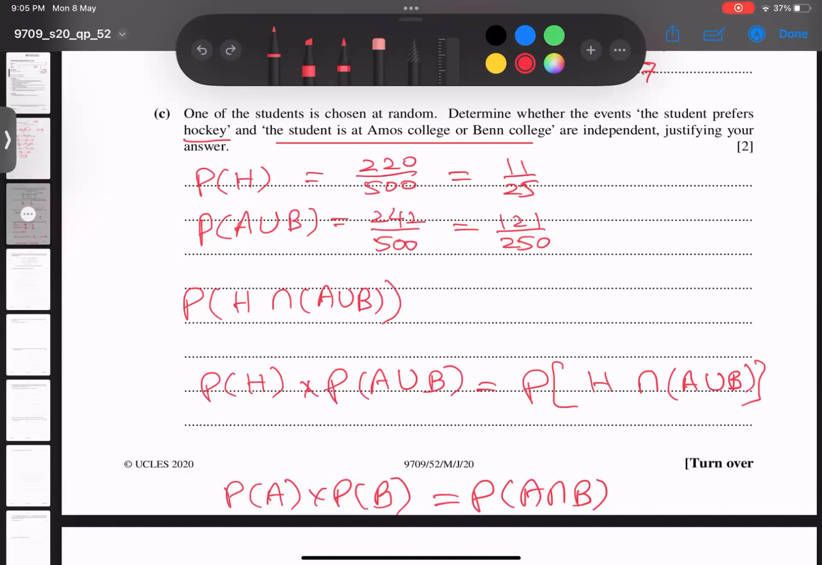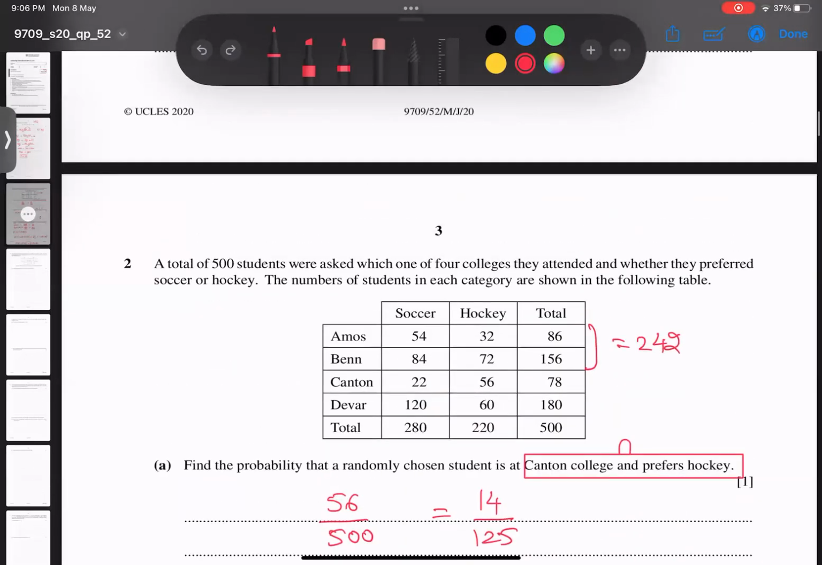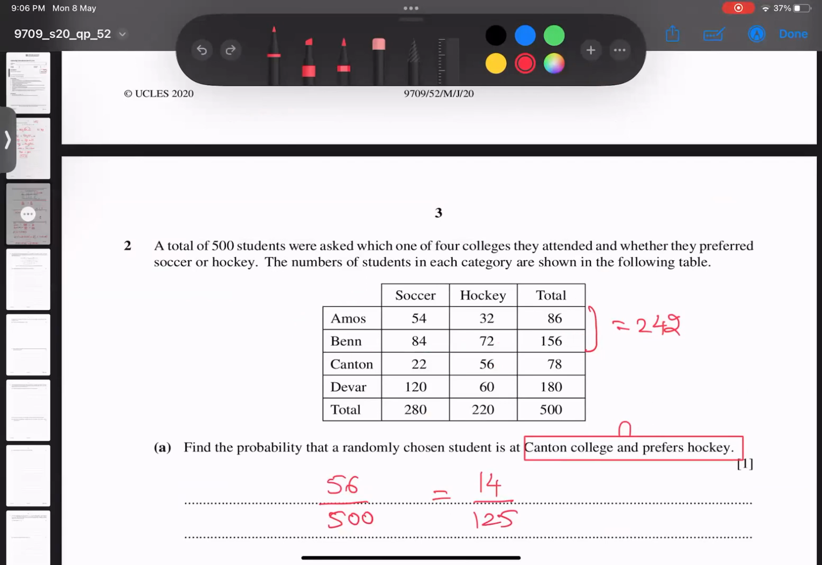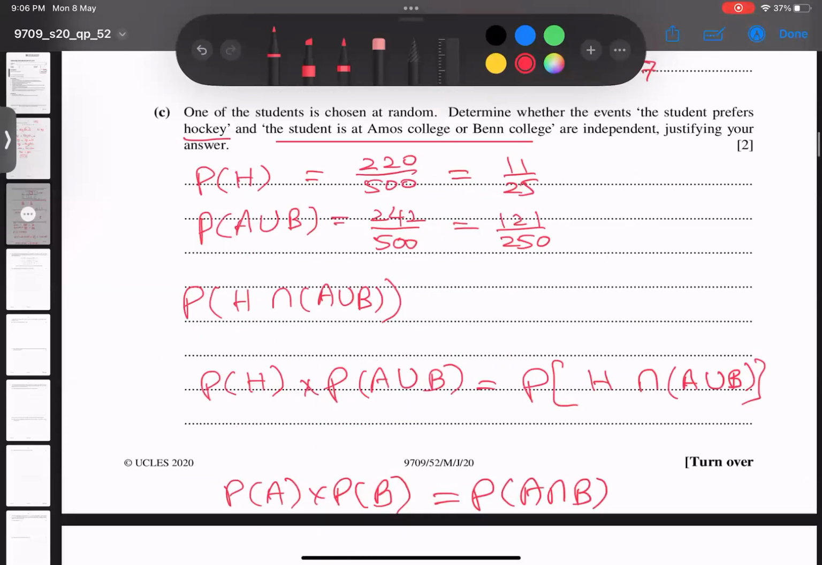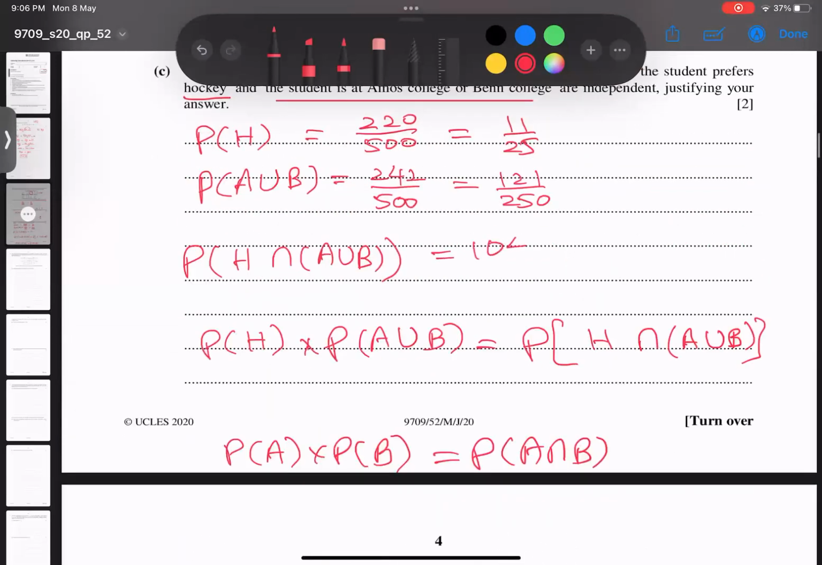Intersection of H and A union B: hockey and both colleges. So let's see hockey and these two colleges. Naturally, hockey is 32 and 72. This is the common part between hockey and these two colleges. If I add them, students, 2 plus 2 is 4 and 7 plus 3 gives 104. So 104 is coming from here, which gives 104 over 500. If I simplify, I'm getting 26 over 125.